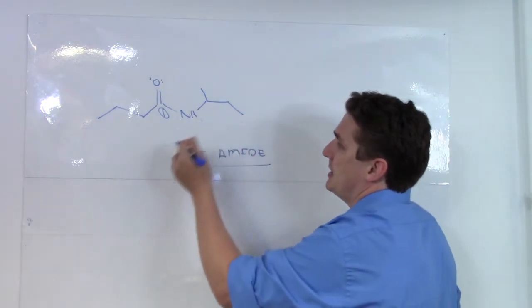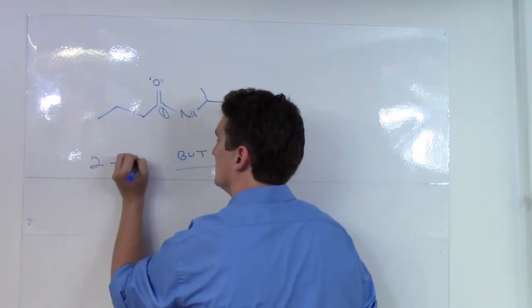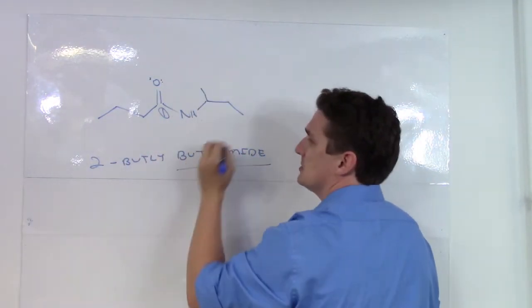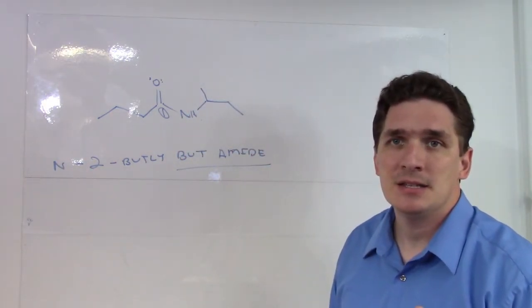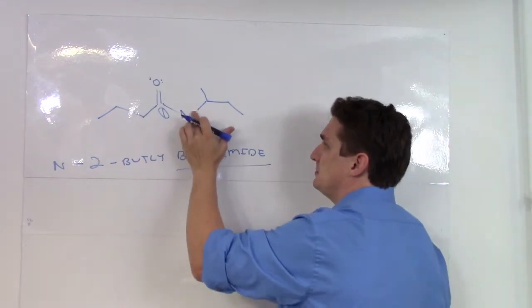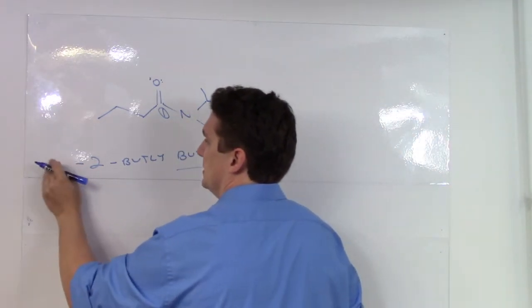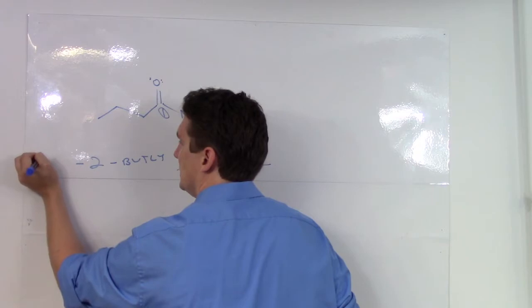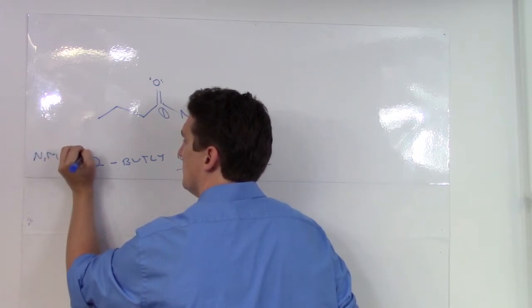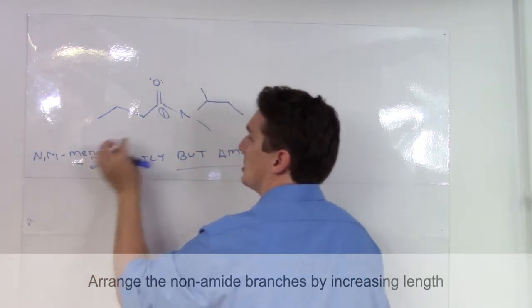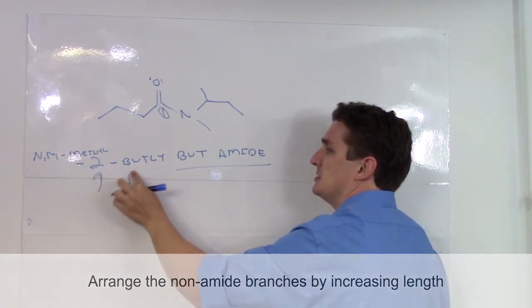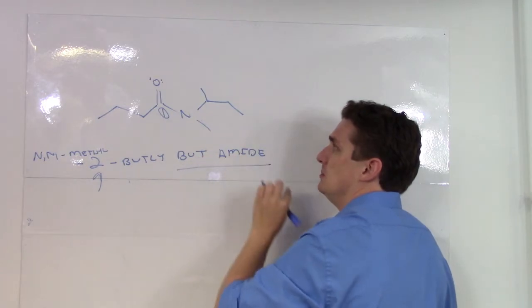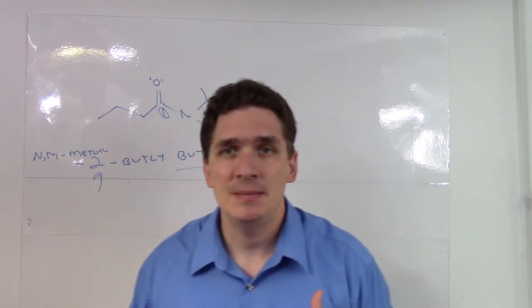So in this case, we have a 2-butyl to specify this group, and then we do an N. Now, if we put on another one, a methyl group, this would be N-methyl, because methyl has fewer carbons than the butyl. N-methyl-N-2-butylbutamide, specifying that the attachment to the nitrogen is at the second position of the butyl group. So this is how you name the amides.